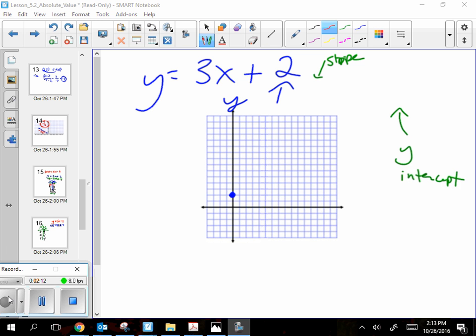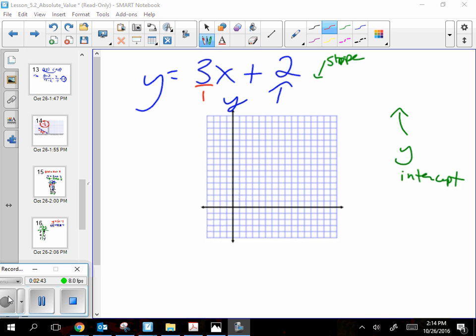It tells me how steep the line is. Kind of like that. How steep is it? It needs to rise 3 and run 1. That's how it's rise over run. I'm going to put a 1 there and make you see that that 3 is really a 3 over 1.